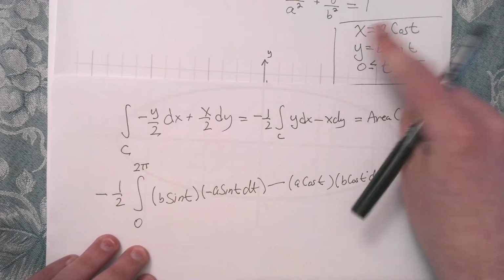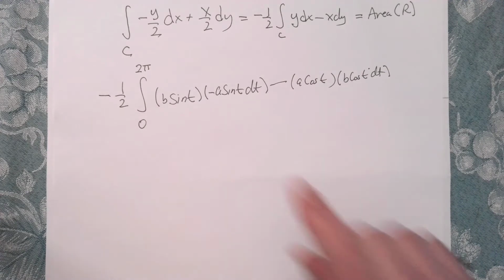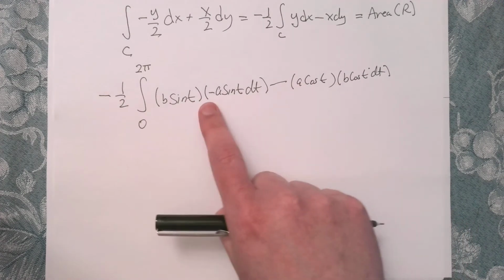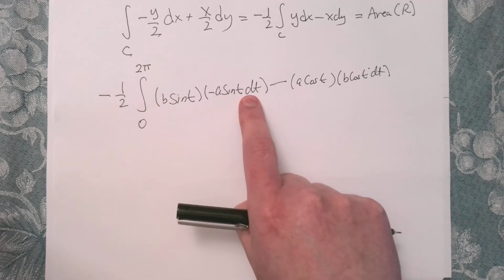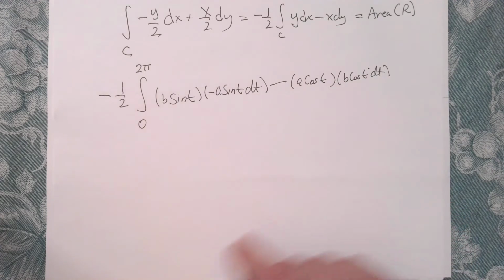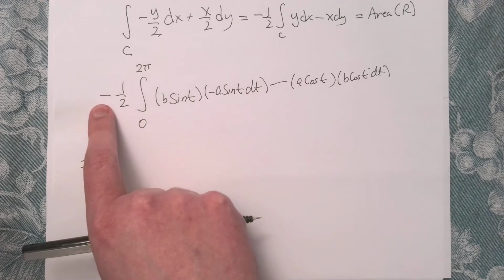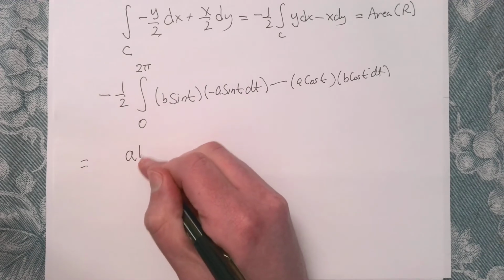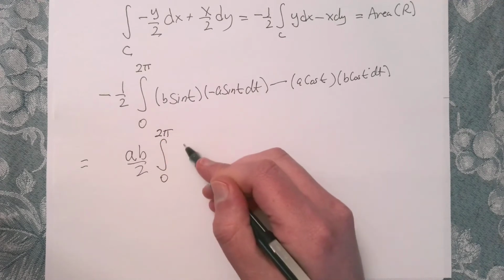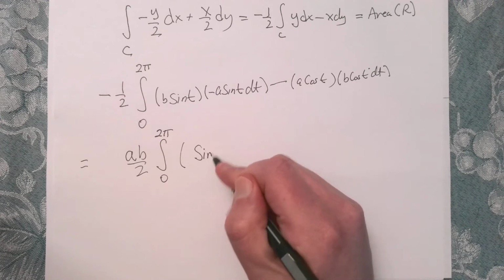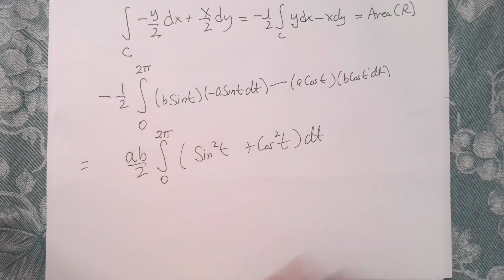Okay, so we've got our setup here, and we just want to do some algebra. I think we can factor out a negative ab, if you take a look, right? Negative ab from here and a negative ab from here. And then these dt's, I think we can factor those to the right. So factoring out a negative ab from both terms here will give us double negatives, so that'll be ab over 2 times the integral from 0 to 2 pi. And we're left with sine squared of t plus cosine squared of t dt. So that's pretty nice.